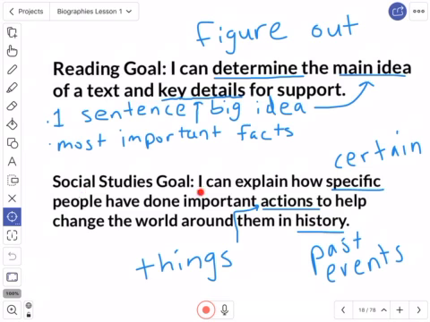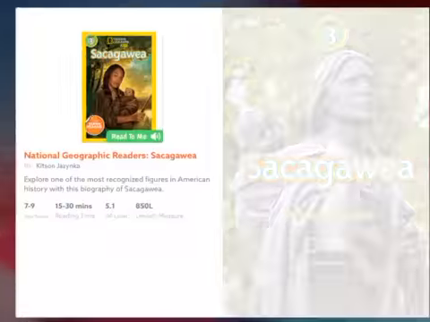Can read it with me: I can explain how specific or certain people have done important actions or things to help change the world around them in history. Any of those past events, definitely things that Sakakawea did.